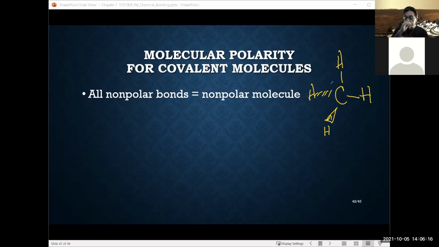Okay. First of all, we have carbon and hydrogen, automatically non-polar bonds. We got 4 non-polar bonds. Everybody's non-polar. That means overall, you have a non-polar molecule. This is methane. This is the structural formula for methane. And it is non-polar because all the bonds are non-polar.